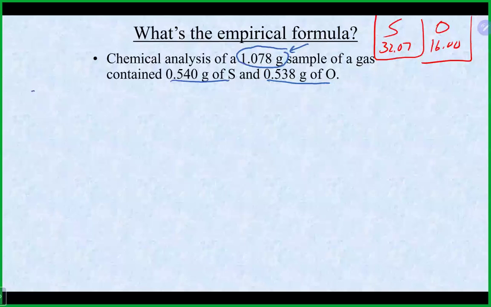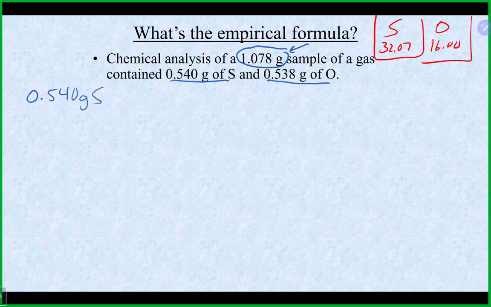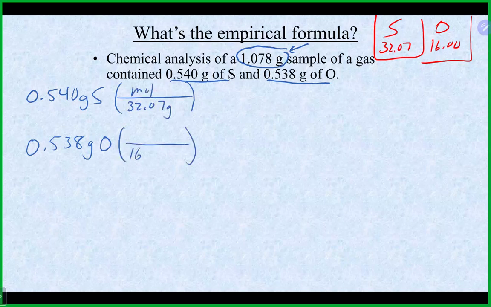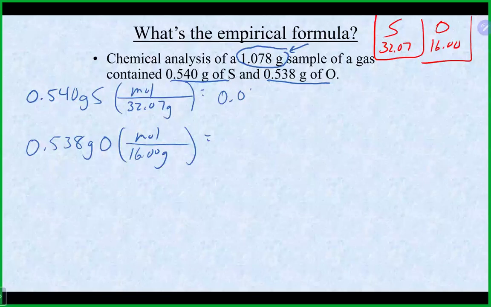So we're just going to take our grams of each element, and then do our next step, which is convert them into moles. We go to the periodic table, and we got 32.07 for our sulfur, and we got 16 for our oxygen. That's going to get us 0.54 divided by 32.07, which looks like 0.016382. I'm just going to take it to a few digits.